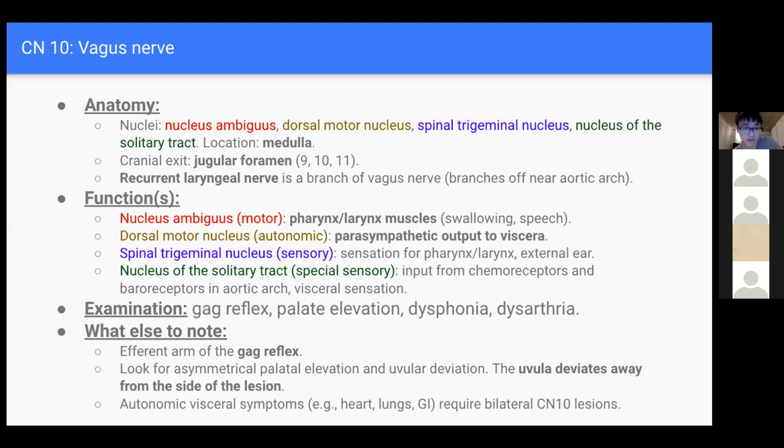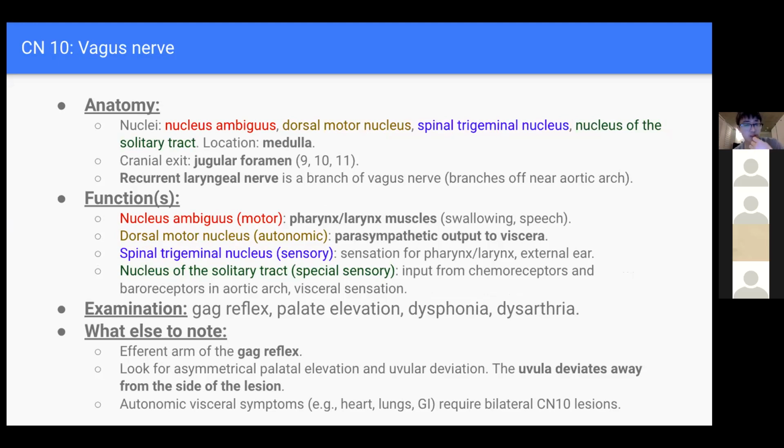How would you examine it? The gag reflex, of course, because this is the efferent arm of the gag reflex. You can also just listen for dysphonia, listen for dysarthria. Dysphonia is hoarseness, right? So it's a phonation problem. Dysarthria is an articulation problem. So you're slurring your speech.